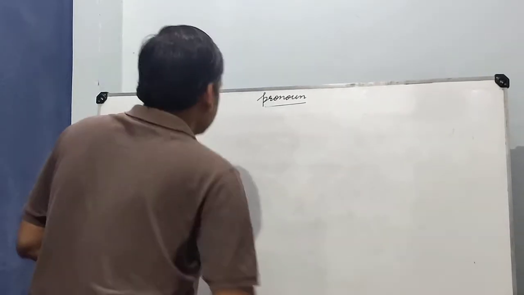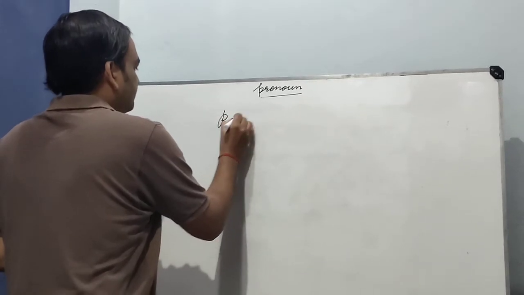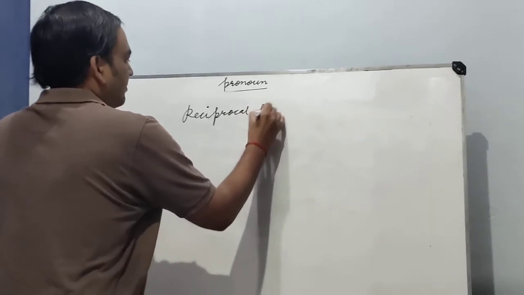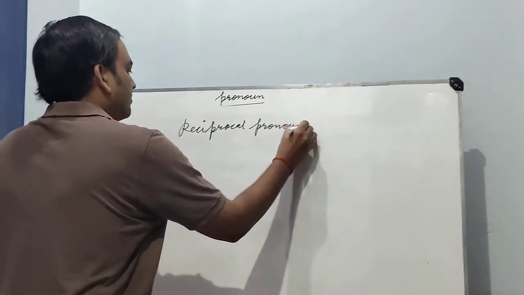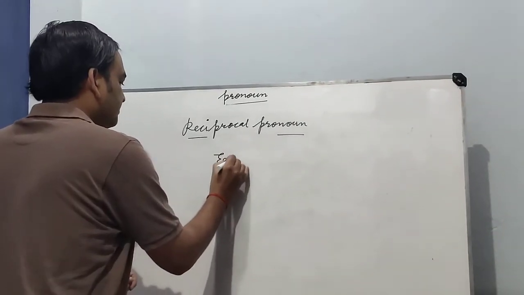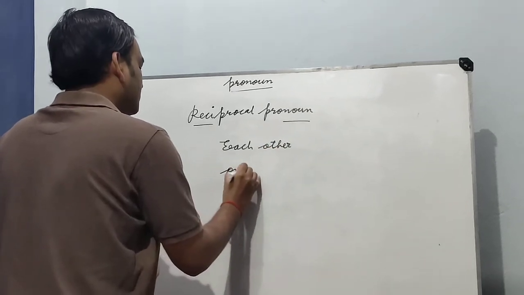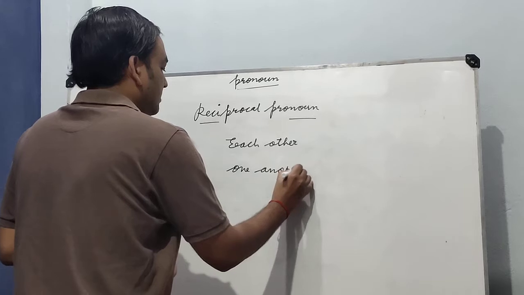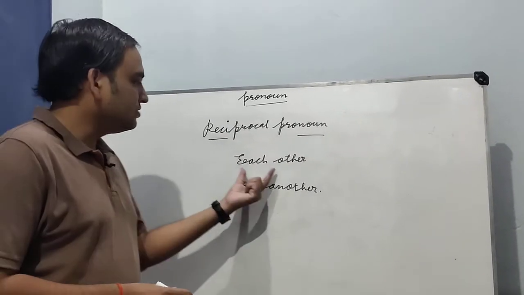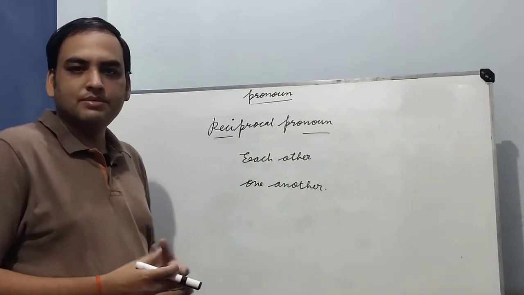Next is reciprocal pronoun. Okay, what is the reciprocal pronoun? Reciprocal pronouns are each other and one another. According to the rule, each other is used only for two persons or two things, and one another is used for more than one person or one thing.